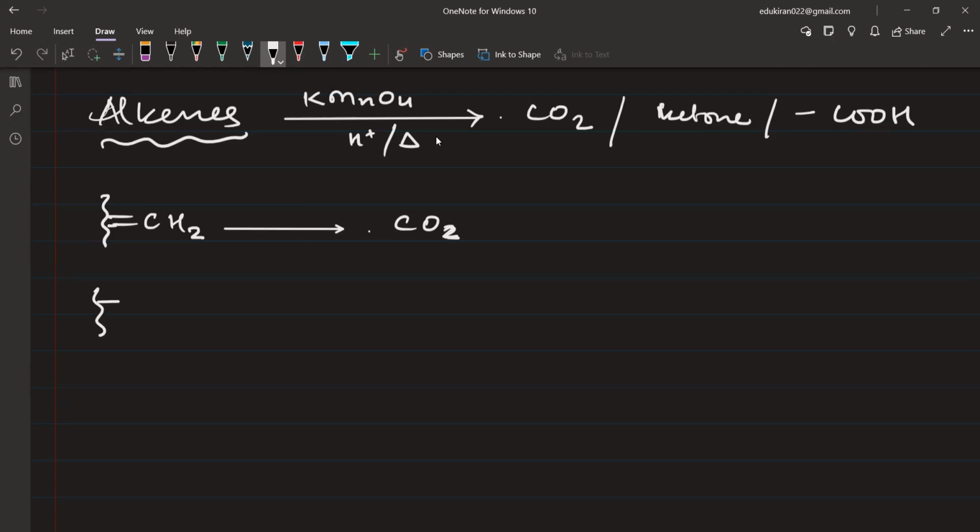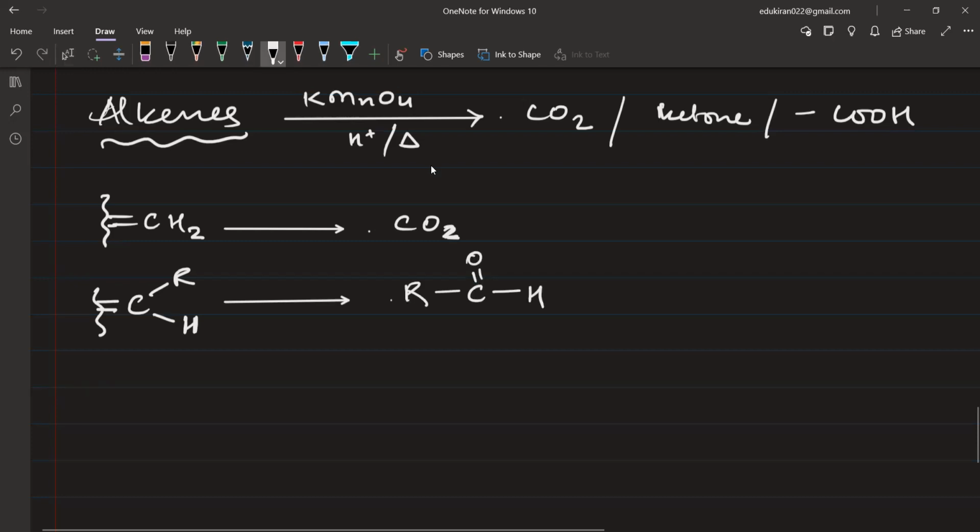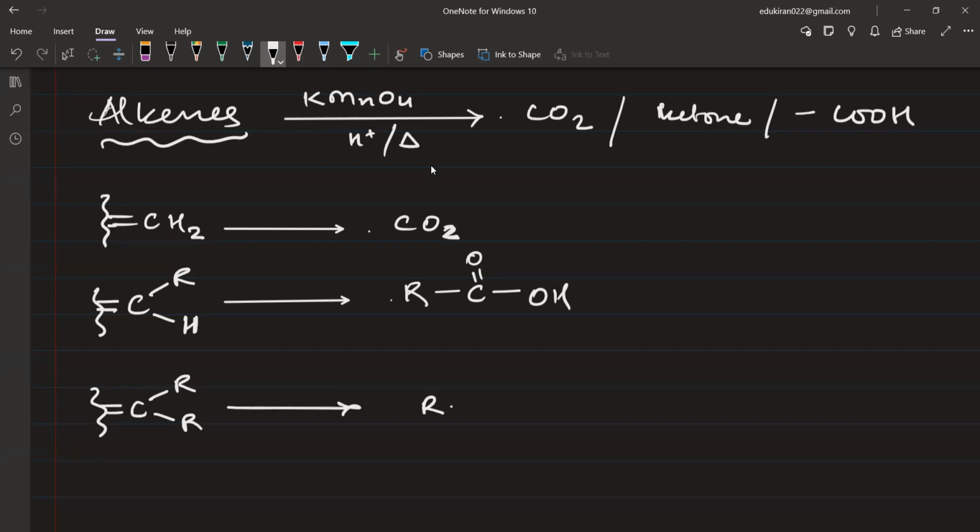Now, if you have double bond carbon and you have one R group and here you have one hydrogen, okay? So when you have 2 hydrogens, you are going to get carbon dioxide. When you have one hydrogen, you are going to get R, C double bond O and OH, because पहले aldehyde बनता है, लेकिन KMnO4 की वजह से वो convert हो जाएगा किसमें? Carboxylic acid. Another case you can have double bond C attached with R, and this is also attached with R. जब आपके पास इस तरह का alkene है, then you are going to get R, C double bond O, and again R.